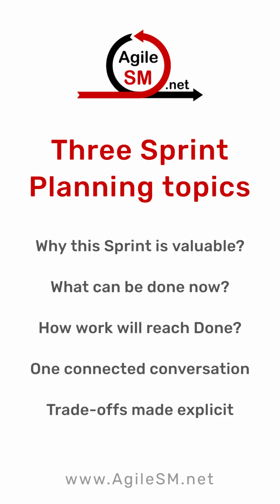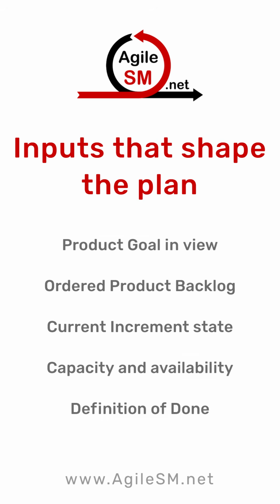The 3 topics of sprint planning. Sprint planning works best when it is treated as one connected conversation. First, the team aligns on why the sprint matters and what value it should create. Then the developers and product owner discuss what can realistically be done now, based on capacity, evidence, and clarity. Finally, the developers decide how the chosen work will reach done. These topics belong together because value, scope, and delivery approach all affect each other, and that is where the real trade-offs become visible.